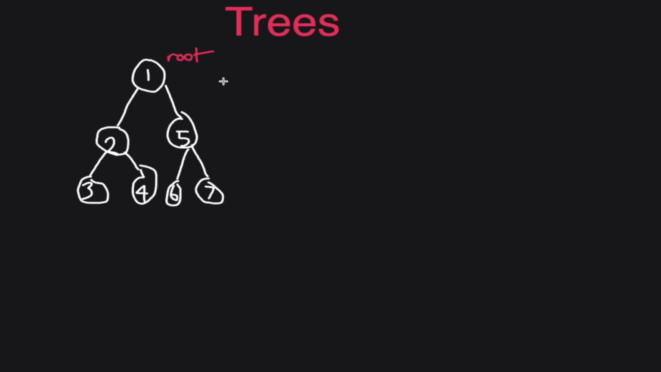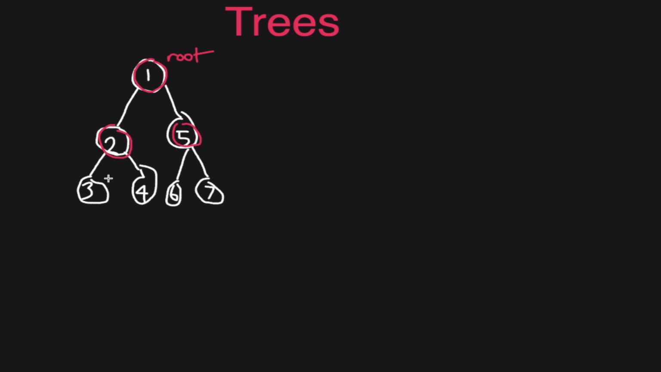You can also have a leaf. So a leaf is any one of these last nodes, a child node which doesn't have any further children. So when we say children, if this first node here is the parent, then 2 and 5 are children of 1, and then 3 and 4 are children of 2.